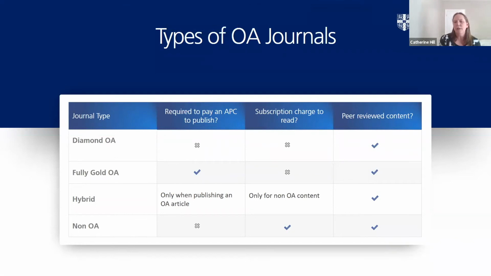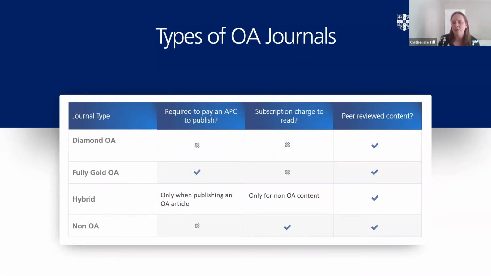A hybrid journal, so this was something I mentioned on the previous slide. This is made up of a mixture of subscription and open access content, with only the open access articles having an APC. The OA content in a hybrid journal is available for everyone to read, but the subscription content is usually behind a paywall, so people need to subscribe to read. And then finally, a non-OA or a subscription journal, and these journals have no APCs charged to publish, but the content is behind a paywall, so people need to pay a subscription to read the content.